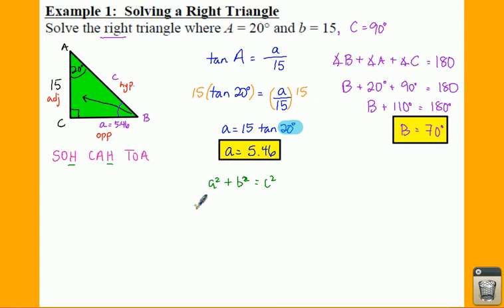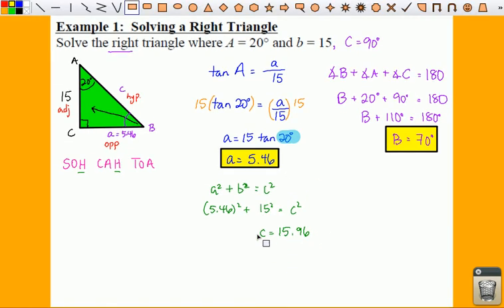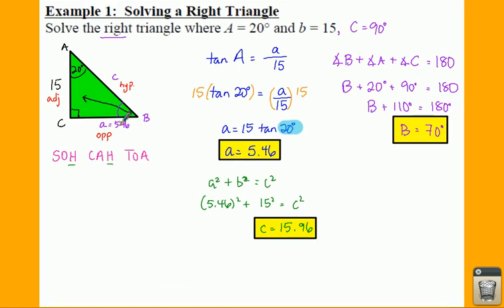And when you do this, you find out that a is 5.46 squared. Your b is 15 squared. And we're going to figure out what c squared is. So if you solve all this down, you should find out that c is equal to 15.96. And since c is across from your right angle, it is the hypotenuse, so it should be the longest side. So it better be bigger than 5.46, and it better be bigger than 15. So that is how you solve a triangle.